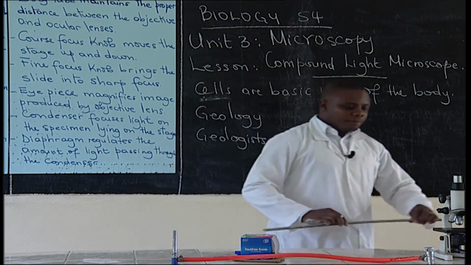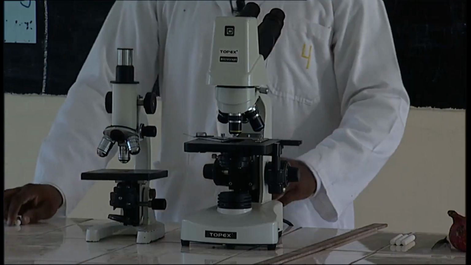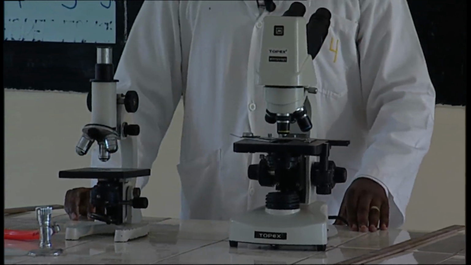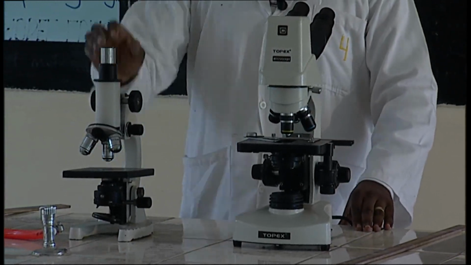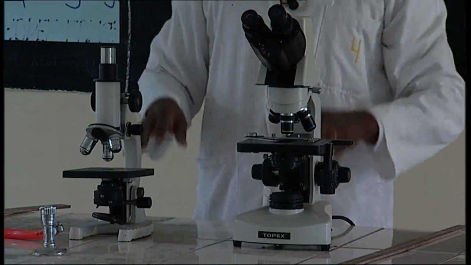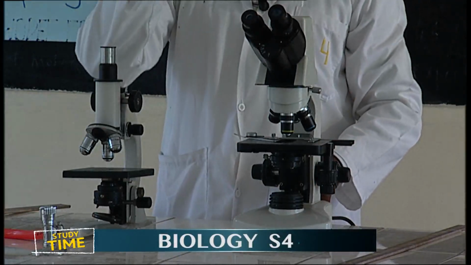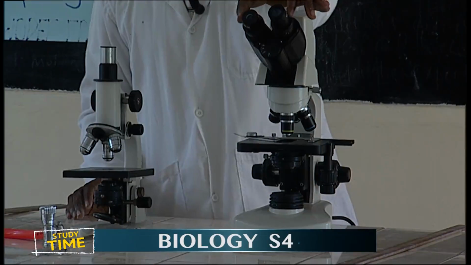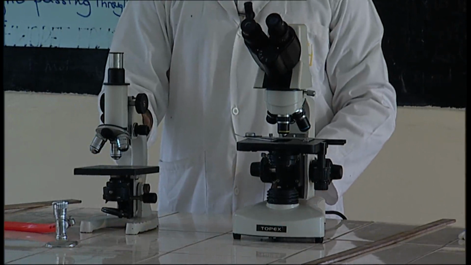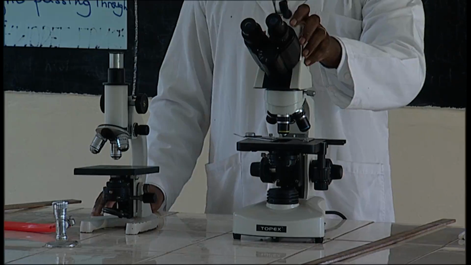When we talk about microscopes, here we have two microscopes, and I would like to know how they are different. When you see this microscope and this one, you can see that on the upper parts, they are different. This one has only one part, and this, there are two. This one, we call it a monocular microscope. Remember, mono means one, and this one is a binocular microscope.